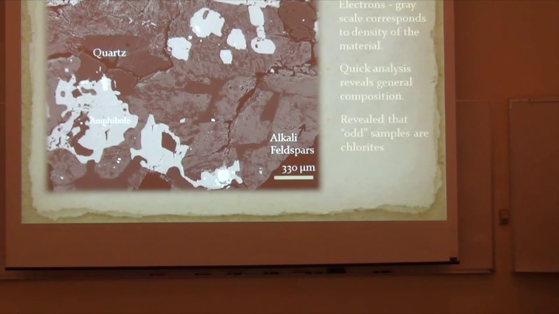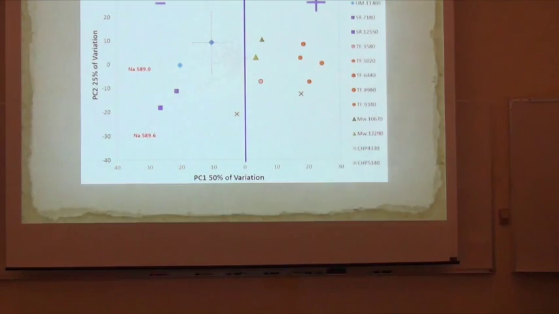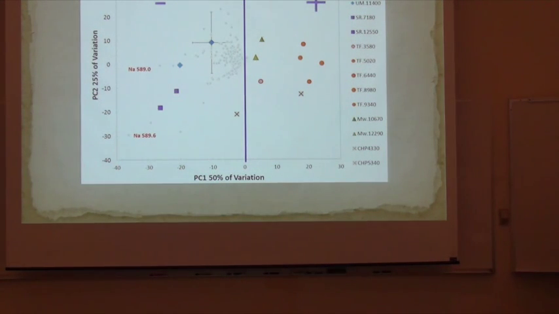And with this, it also gives you quick analysis, so it reveals general composition. And what we found out is that our amphiboles, or at least what we thought were amphiboles, were actually chlorides. So we went back to our PCA map and took out the outliers, because now we know they're chlorides.